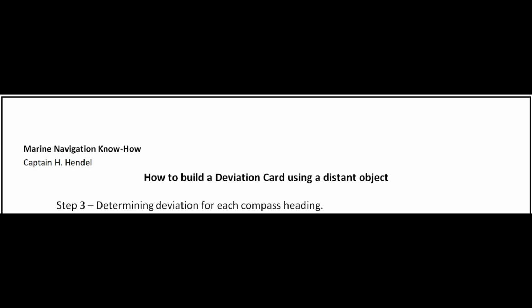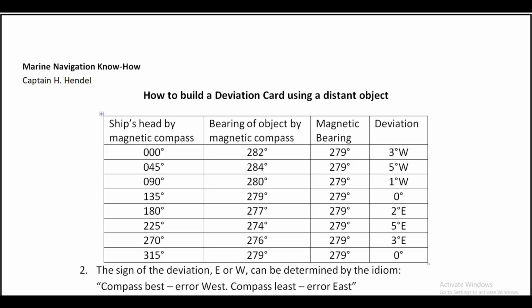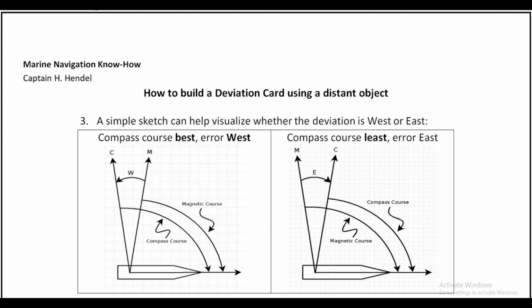Step 3. Determining deviation for each compass heading. Find the difference between the magnetic bearing, found in Step 2, and the bearing of the object in the second column. The sign of the deviation, east or west, can be determined by the idiom, compass best error west, compass least error east. A simple sketch can help visualize whether the deviation is west or east.